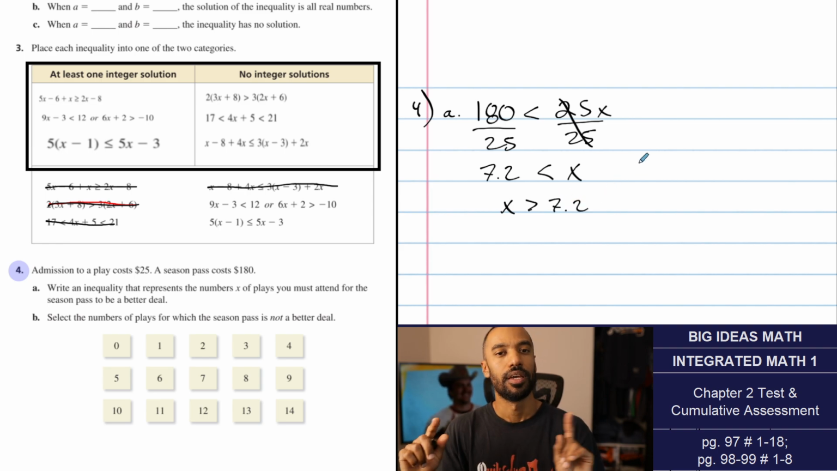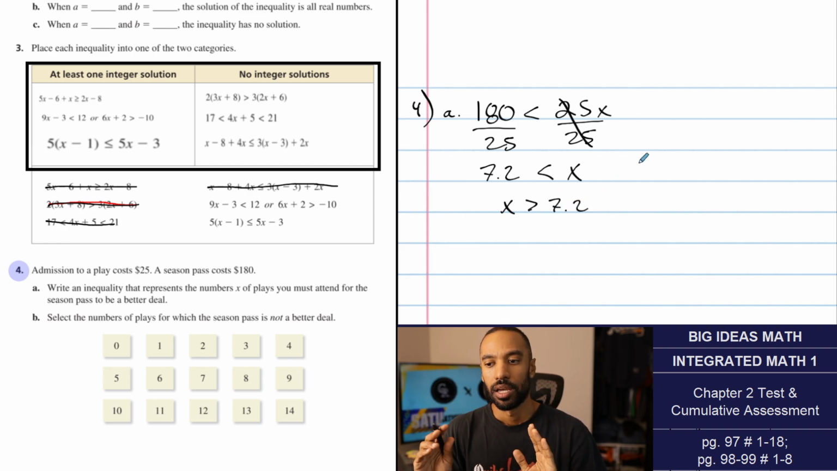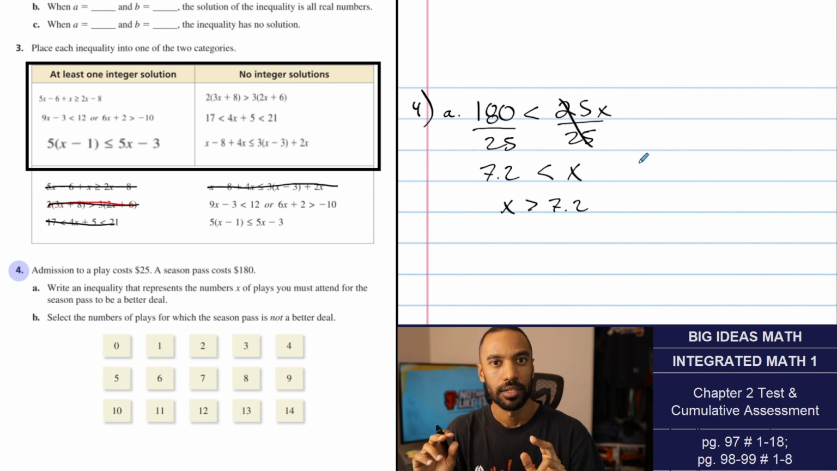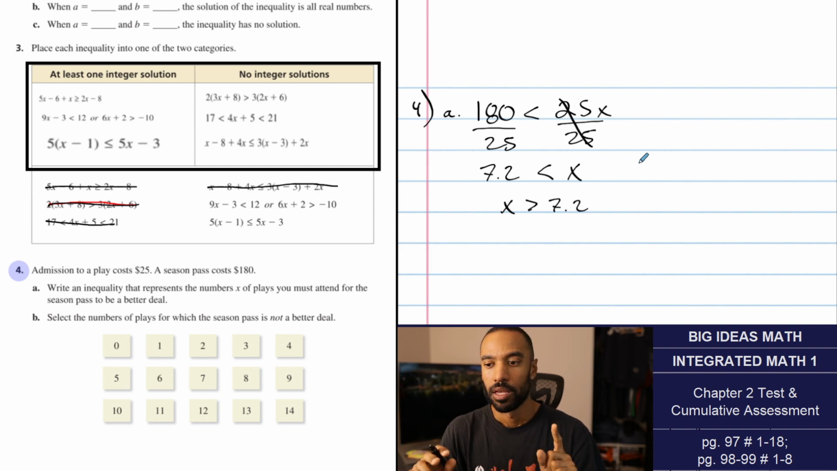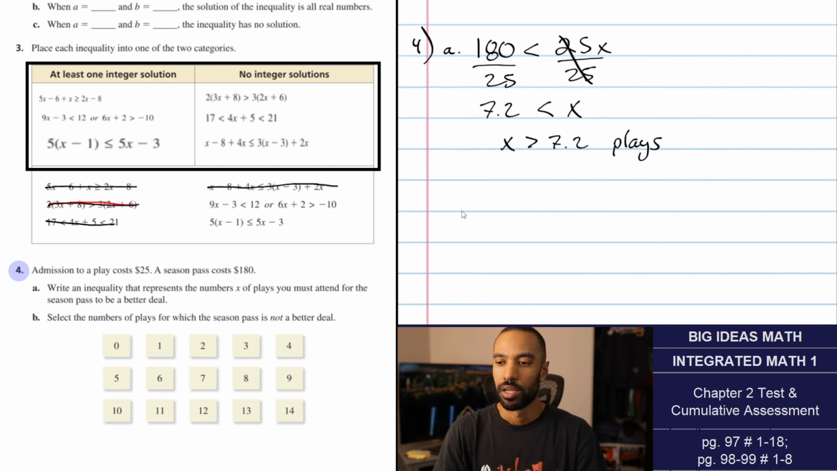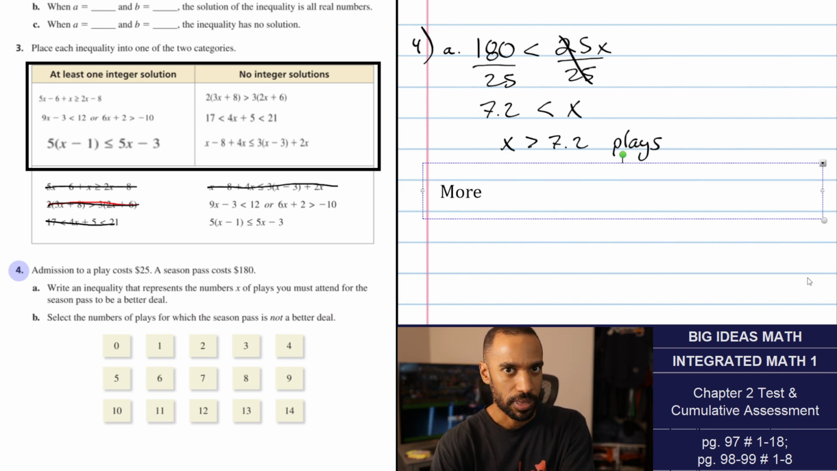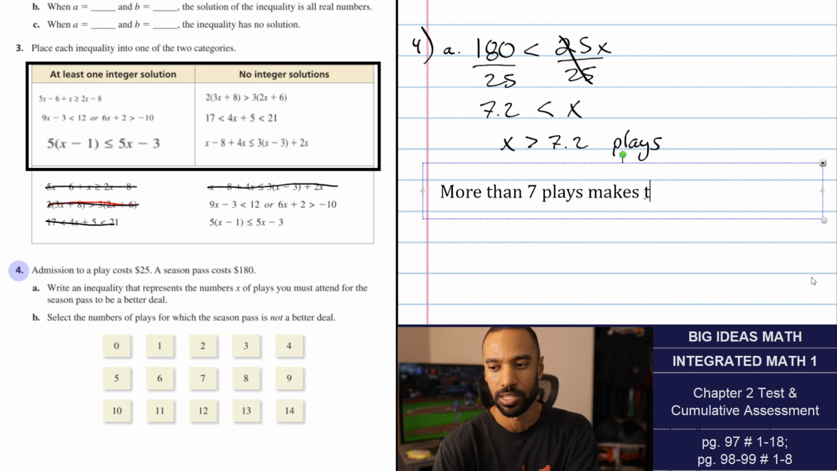That means 7 plays or less, the per play admission's a better deal. More than 7 plays, the season pass is a better deal. It says 7.2, but plays are integers. More than 7 plays makes the season pass a better deal.